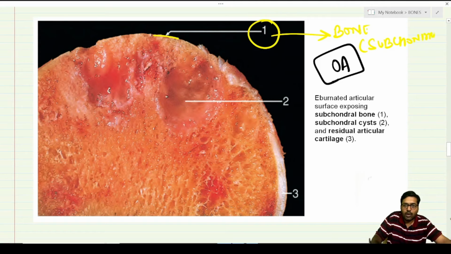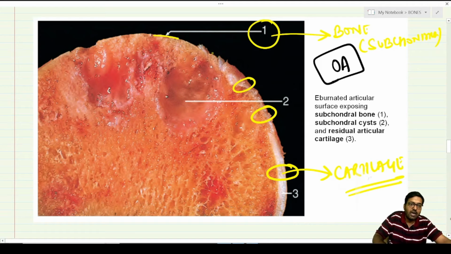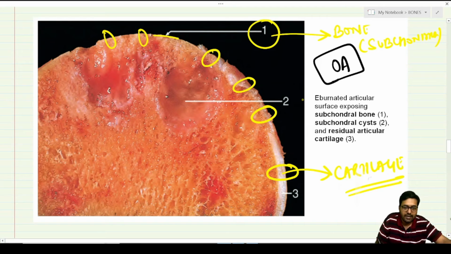subchondral bone. Now what has happened over here, we can appreciate some amount of cartilaginous material, some articular cartilage, is yet maintained. But in the other areas, there is loss of articular cartilage and complete exposure of the bone, as we can appreciate in this diagram. So the number one thing that we are showing with the help of arrows is the subchondral bone that is being exposed. Why? Because of the destruction and degeneration of the articular cartilage.